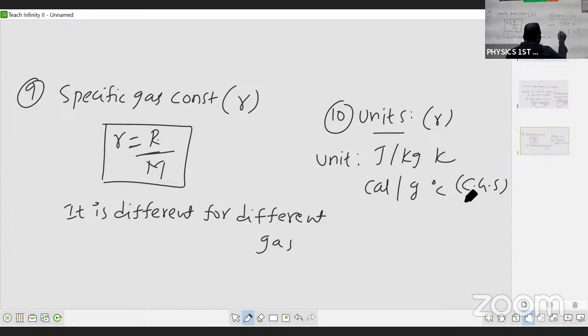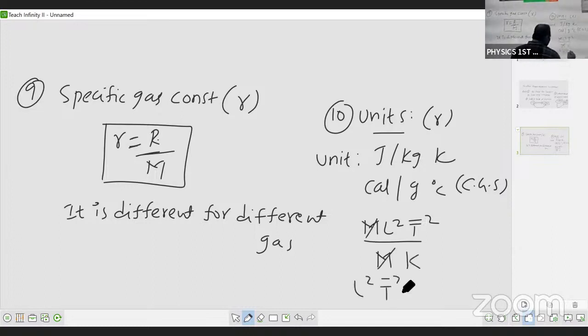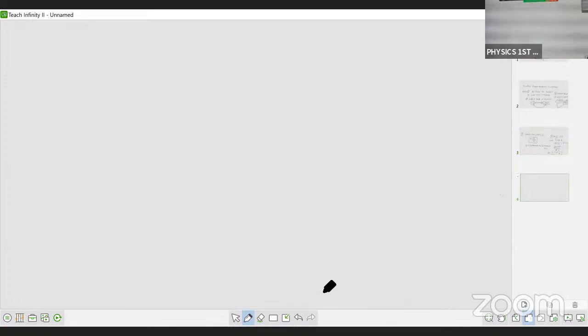What is the dimensional formula? Joules is M L squared T to the power of minus 2. Kilogram means M, mass. Kelvin means K. So L squared T to the power of minus 2 Kelvin inverse. This is the dimensional formula for specific gas constant. Joules per kg Kelvin, student, is for small r. Joules per mole Kelvin is for capital R. Our topic is the smaller specific gas constant. So specific gas constant with dimensional formulas is over.